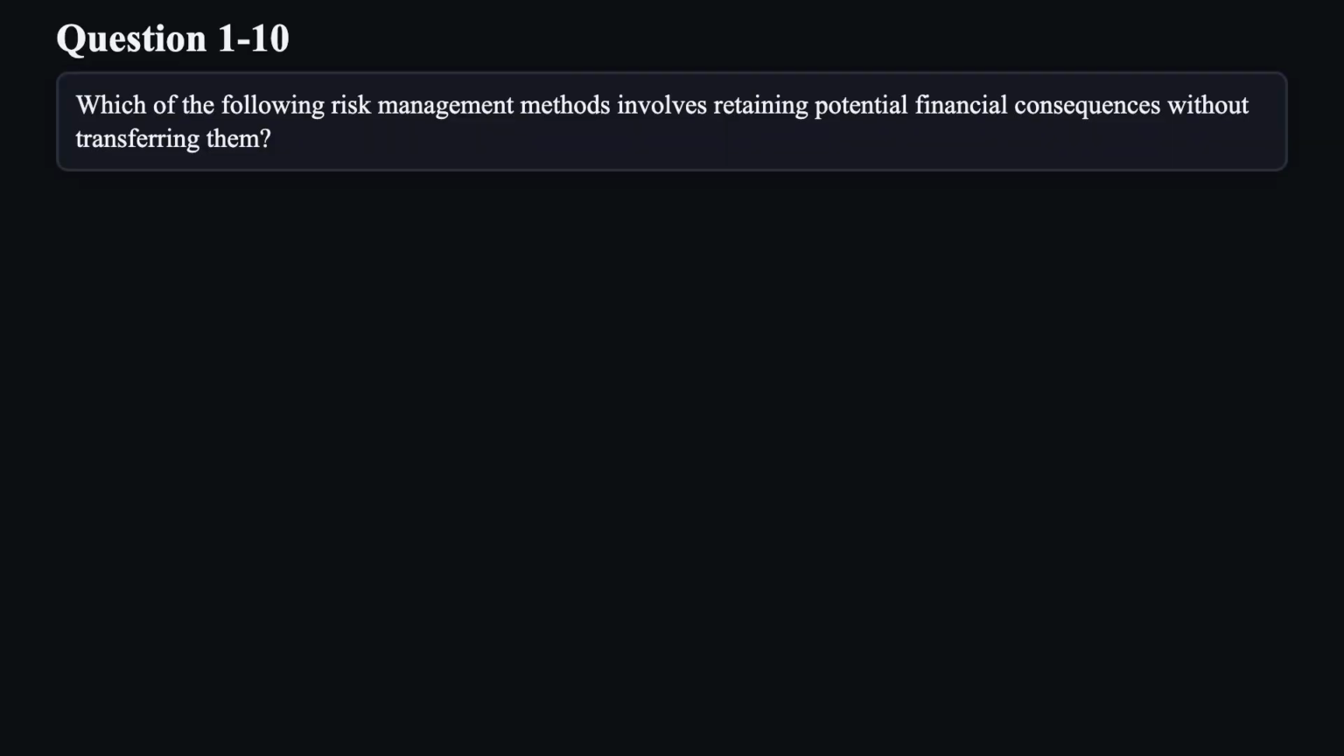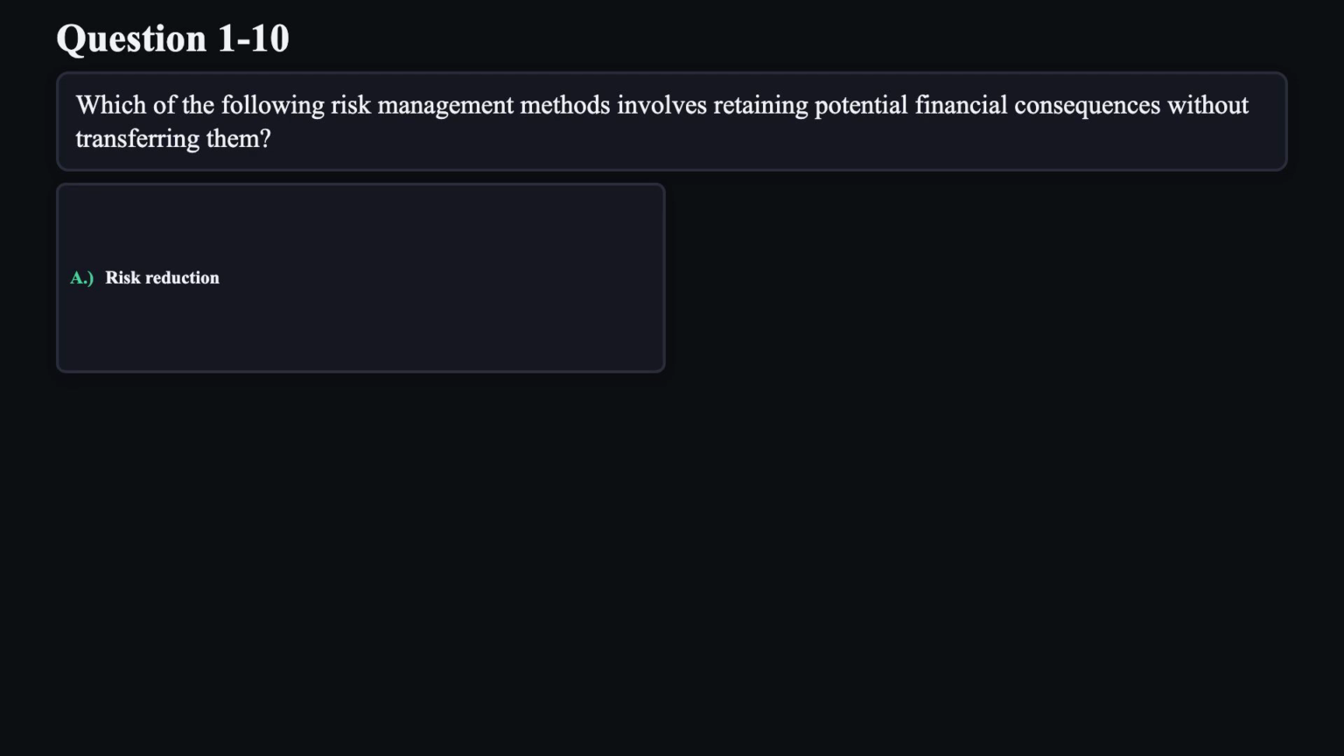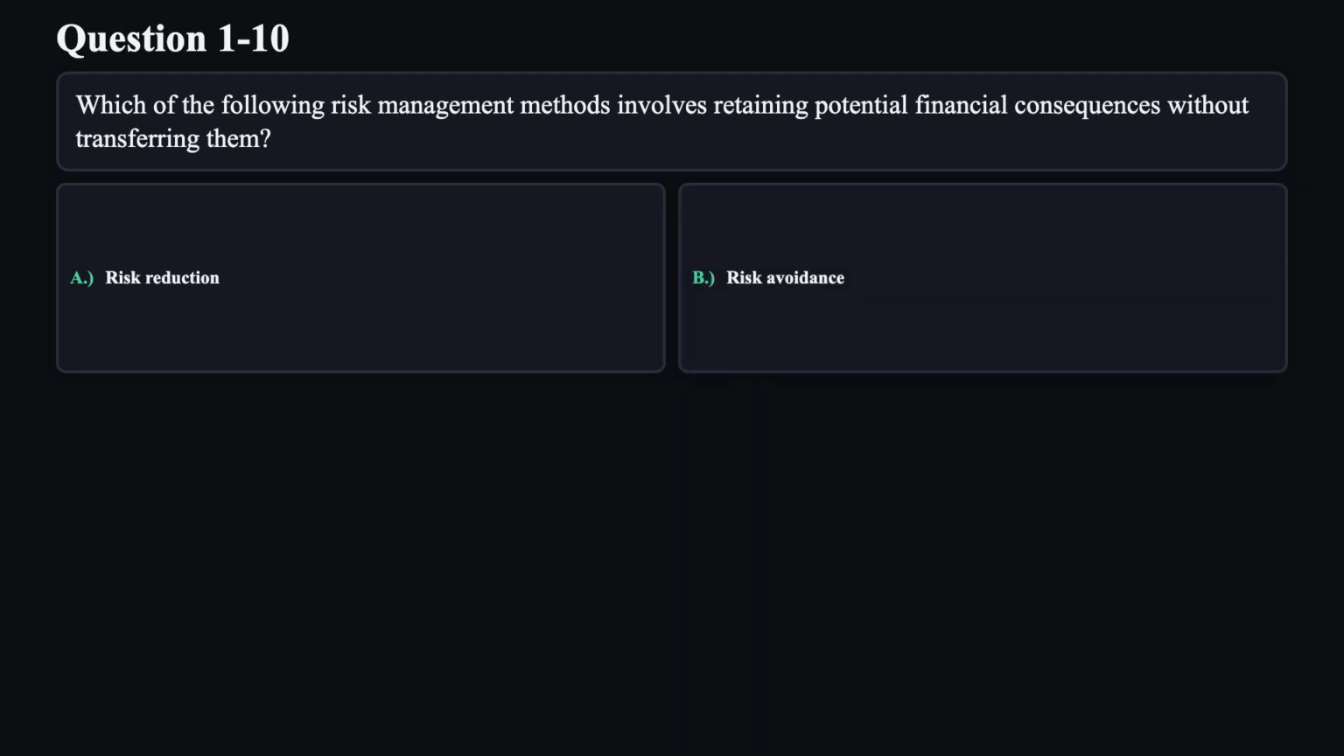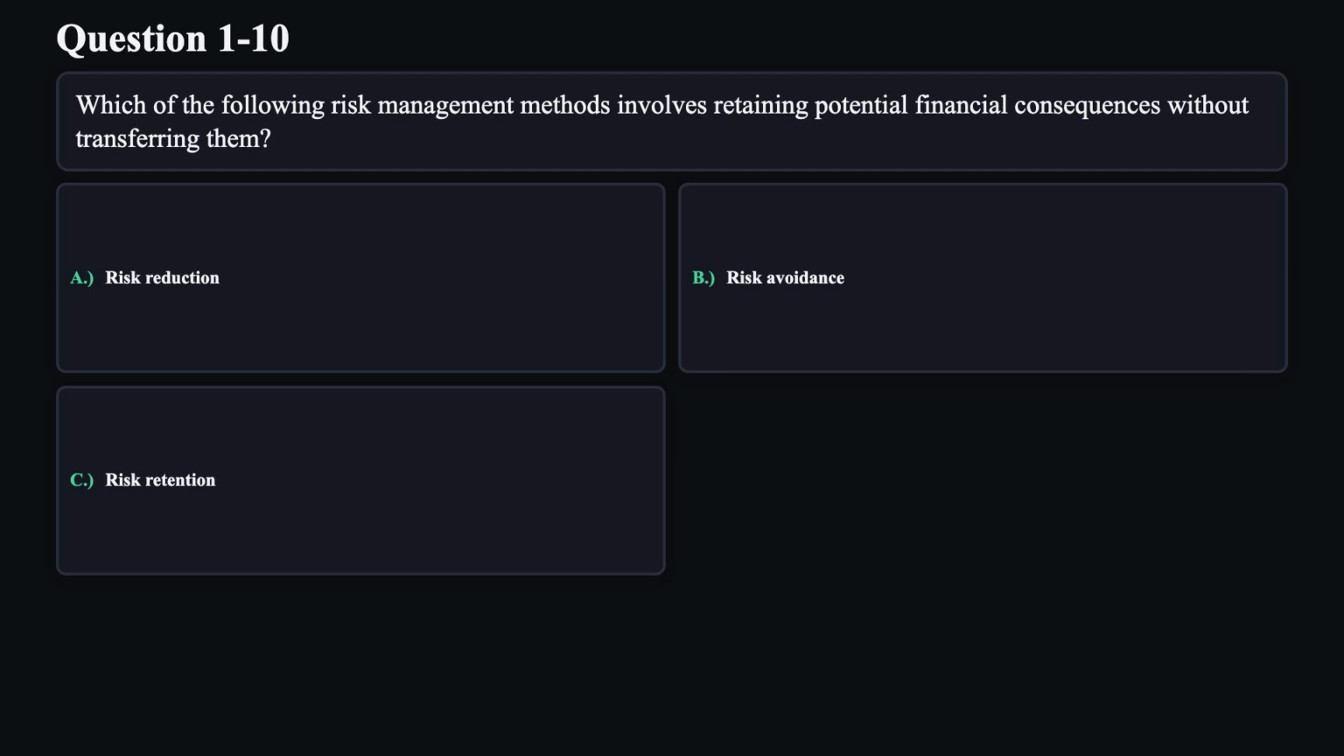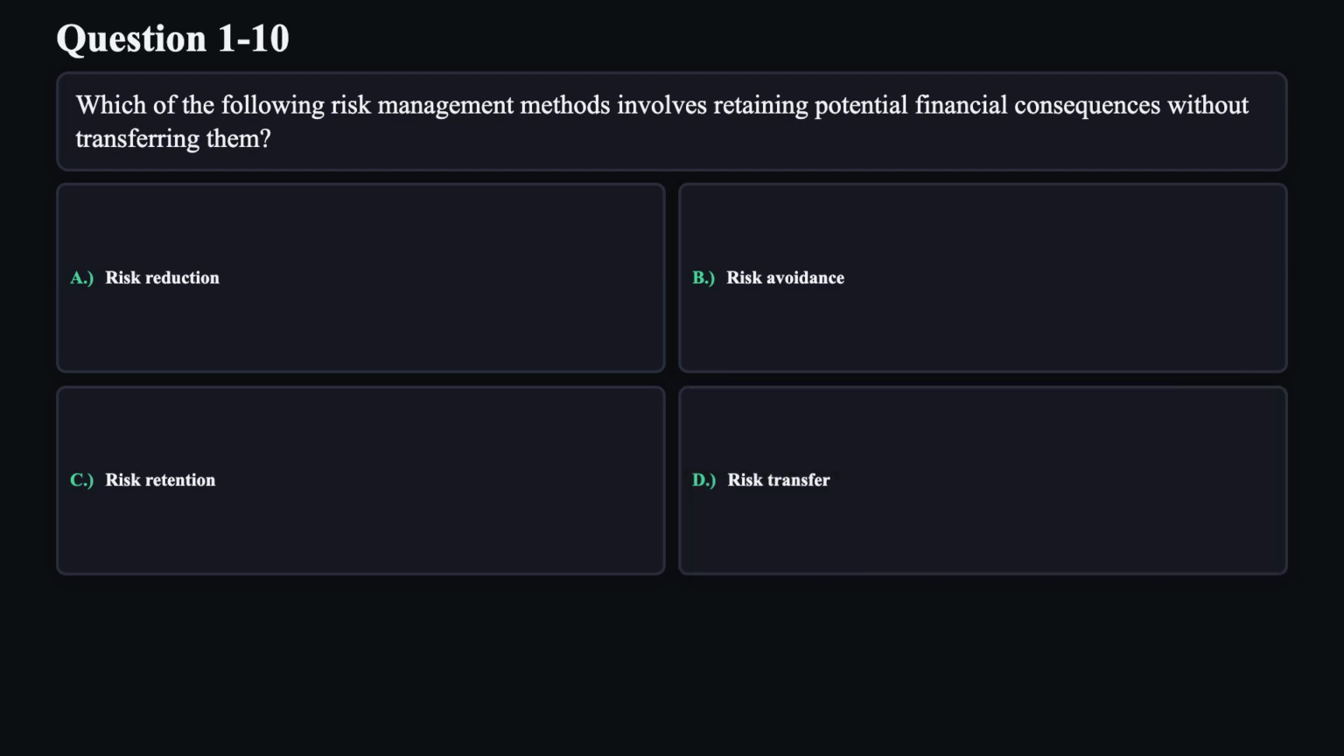Question 10. Which of the following risk management methods involves retaining potential financial consequences without transferring them? A. Risk reduction. B. Risk avoidance. C. Risk retention. D. Risk transfer.